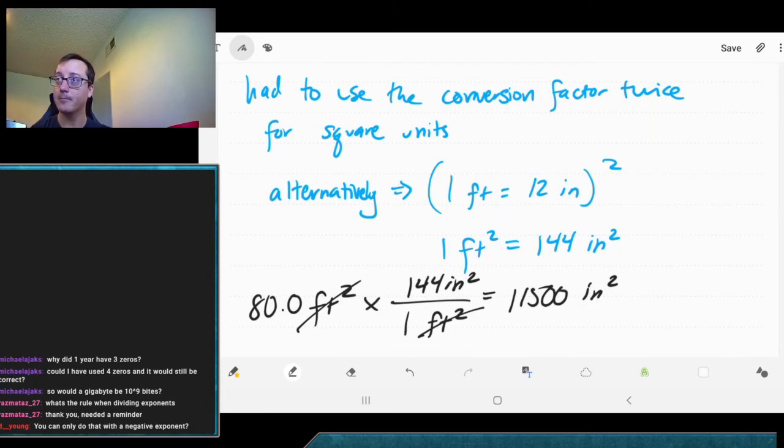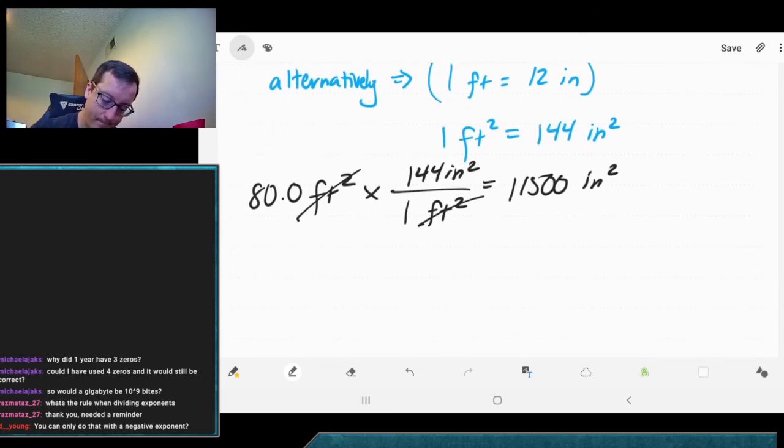So, because we would have to use this conversion factor twice, because we had square units, we could just square our conversion factor instead, and just do it in one step. Either way is fine. I think I prefer the second way, because you have less fractions to deal with then. But either way you like, you are welcome to do it. And so you would just need to square your conversion factor or cube it or whatever.